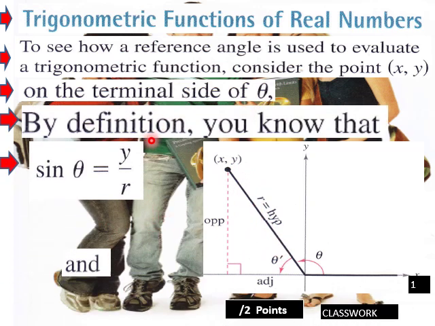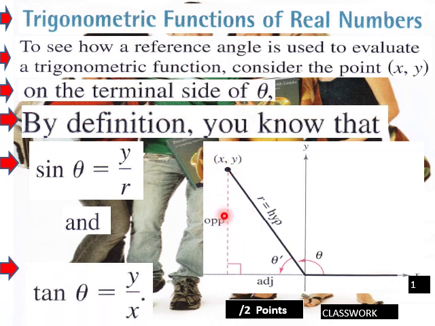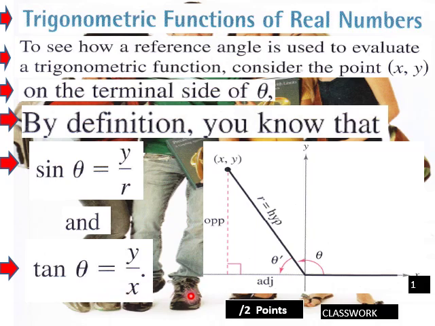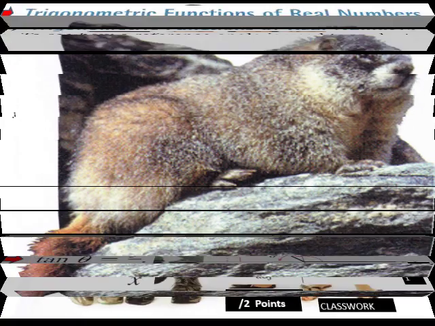By definition, you know that sine theta equals y over r. And tan theta would equal y over x. So we already know that.